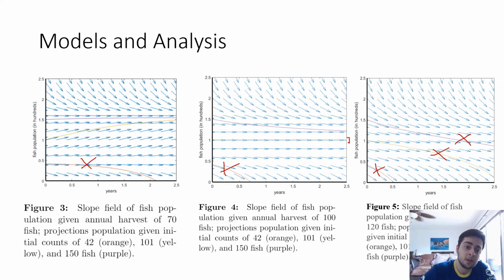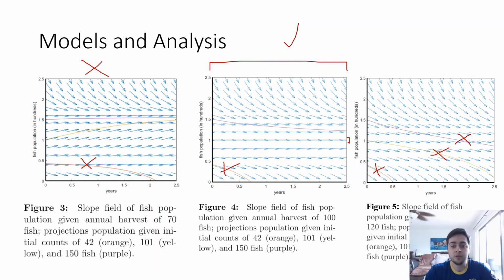So if we're looking at optimal solutions, these two don't work because here we're producing 70 fish per year in figure 3 versus figure 4 featuring 100 fish per year. Obviously, we want our client to get the most amount of fish possible. So now, this is our optimal harvesting rate, but which of these two solutions works best?